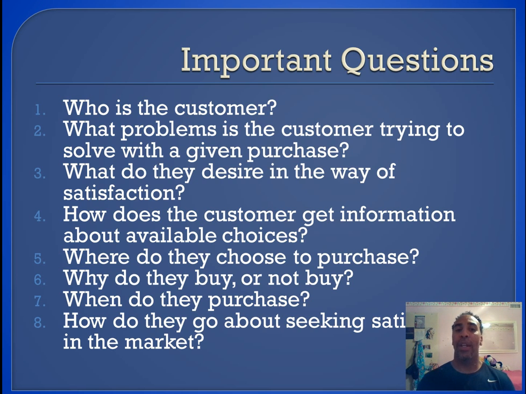How does the customer get information about available choices? Well, I would probably go to CarMax, go online, do some research, might even take a stroll down to the Cerritos Auto Square. Where do they choose to purchase? A lot of people will do their research online, but then they'll go to the auto dealership and say, hey, I want you to see if you can match or beat this price. Why do they buy or why do they not buy?